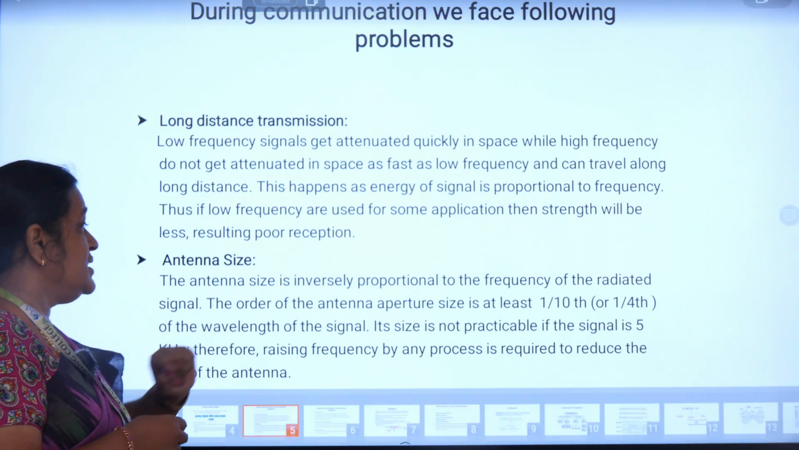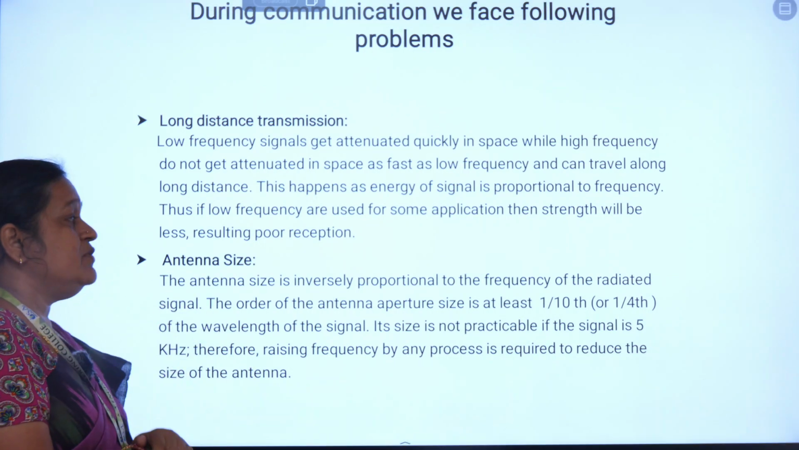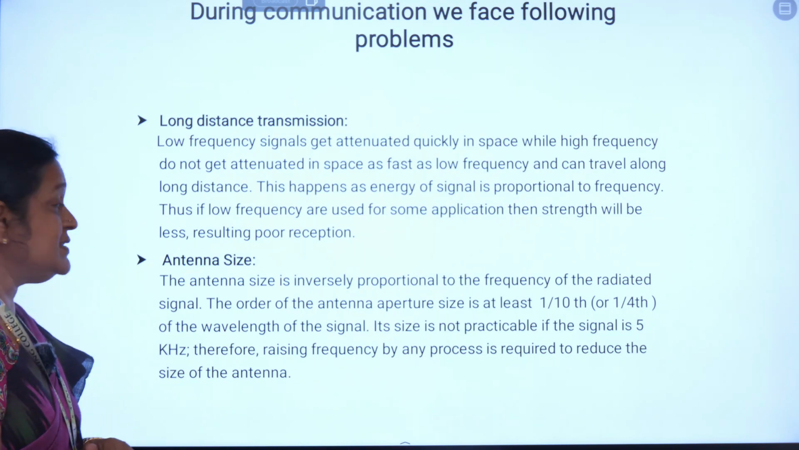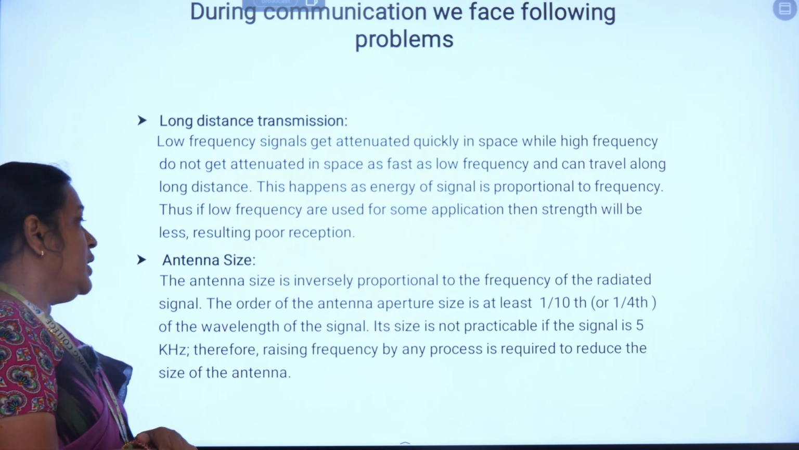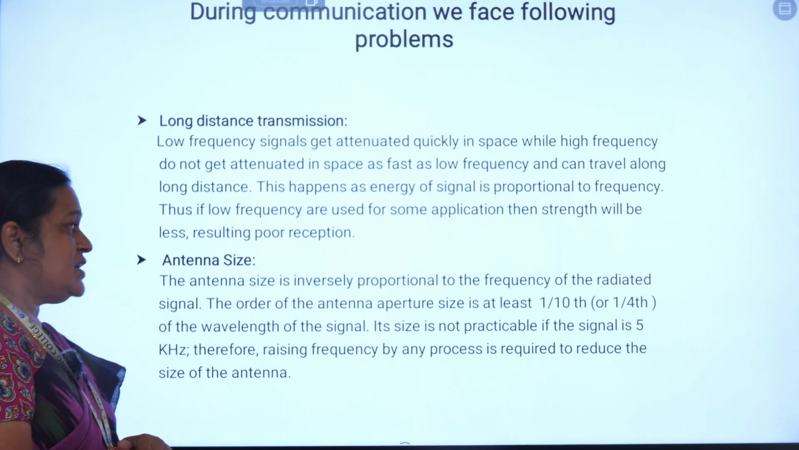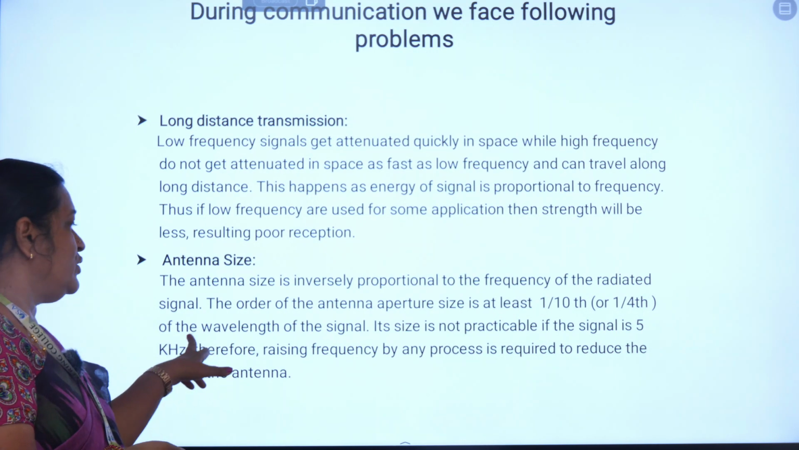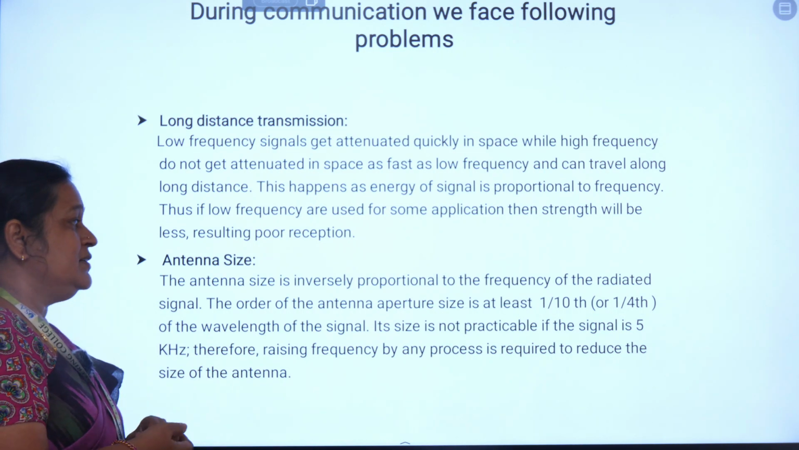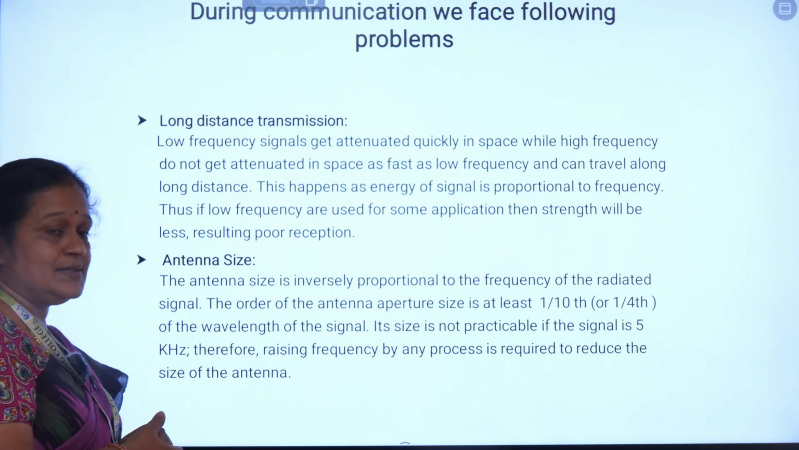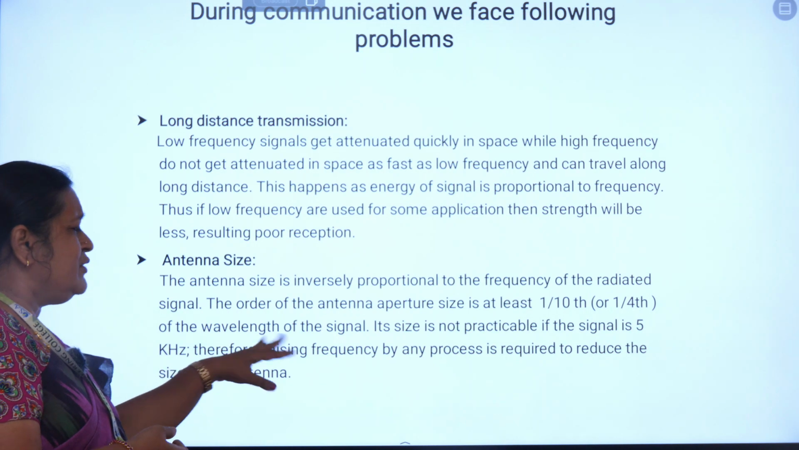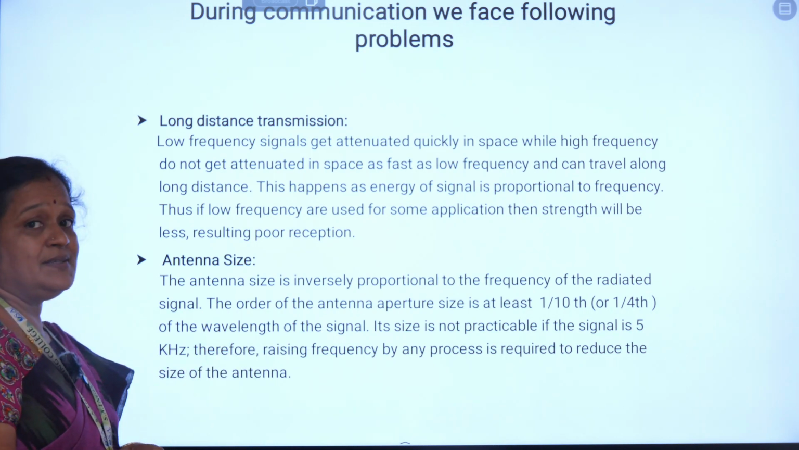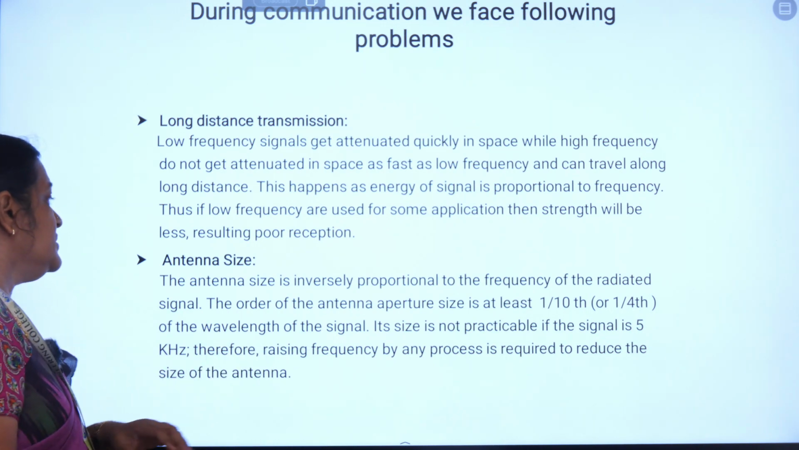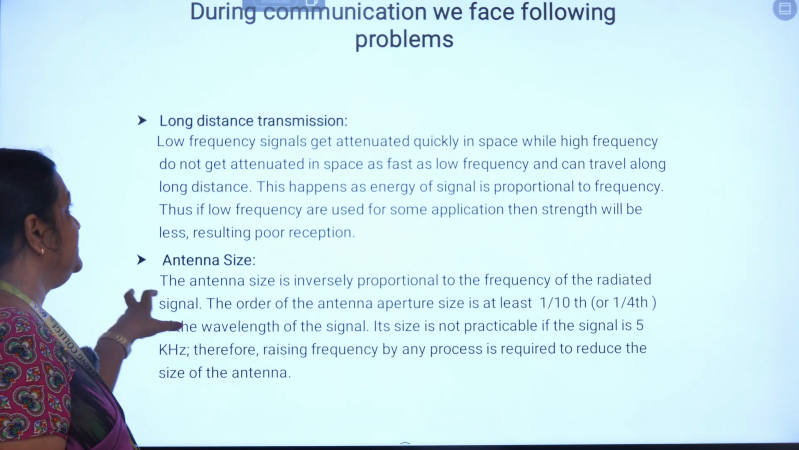Next is antenna size. Antenna size is inversely proportional to the frequency of the radiated signal. The antenna aperture size needs to be at least 1/4 of the wavelength of the signal. So its size is not practicable if the signal is 5 kHz. Therefore, raising the frequency by some process is required to reduce the size of the antenna.